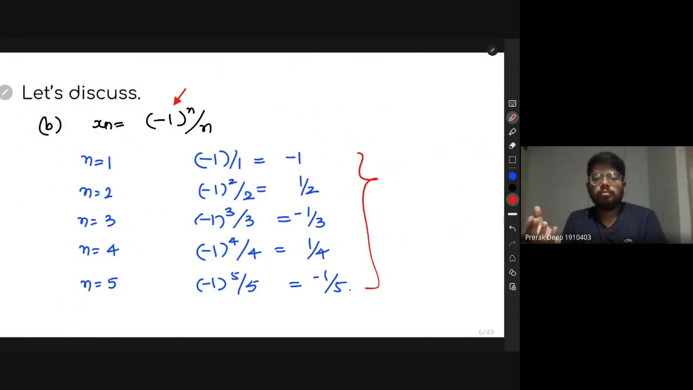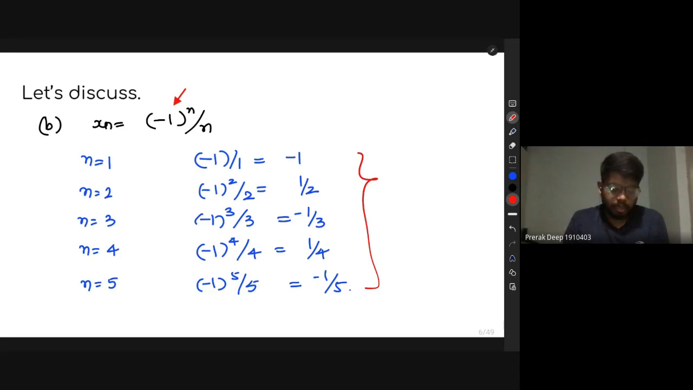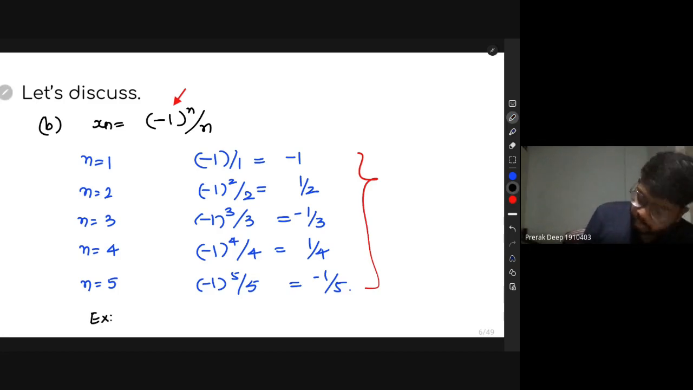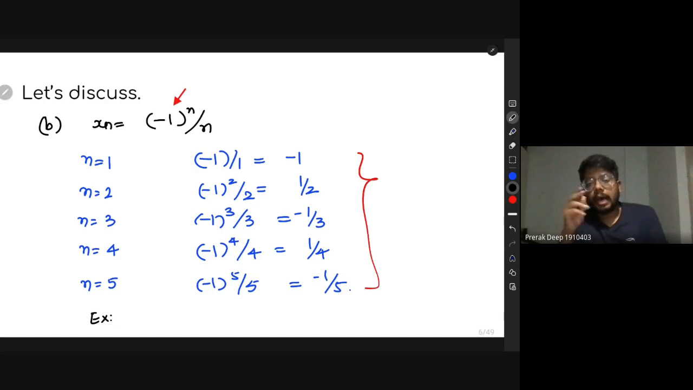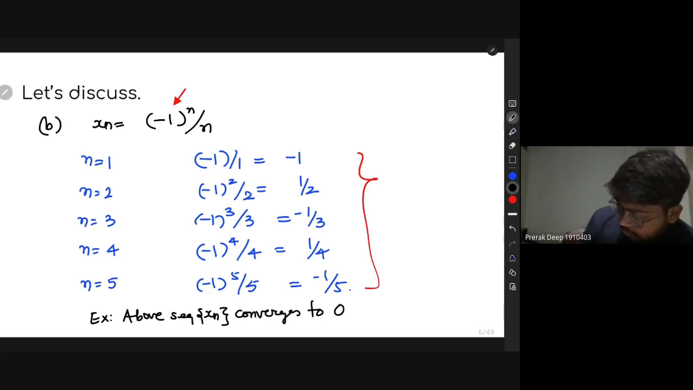If you have seen my last discussion, you know what a convergent sequence means. So this is a convergent sequence. I leave it to you to prove that this sequence converges to 0. I have proven a similar exercise in the last discussion session. So our sequence converges to 0. Okay, so to prove that.